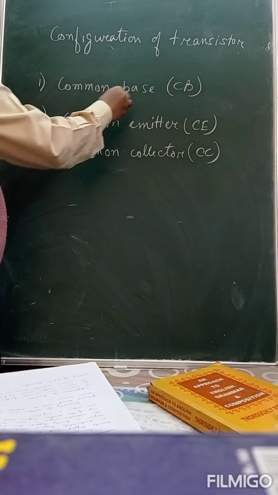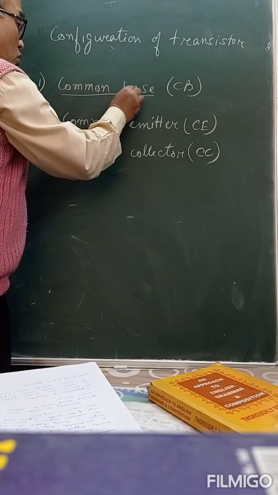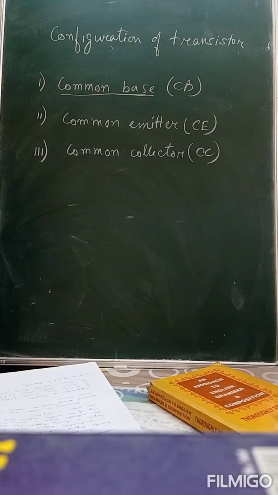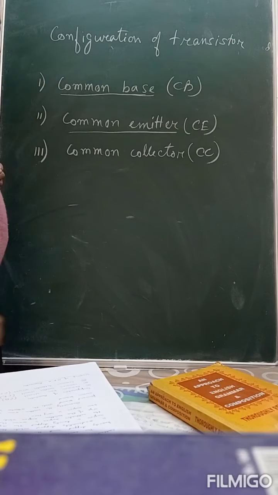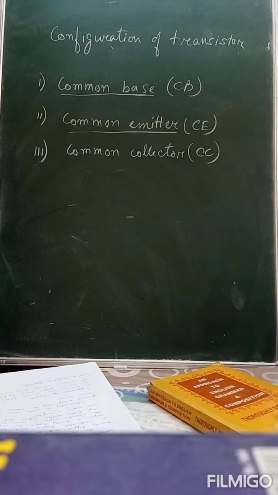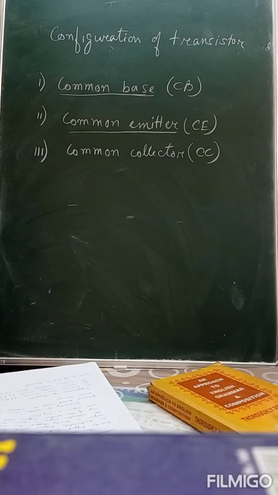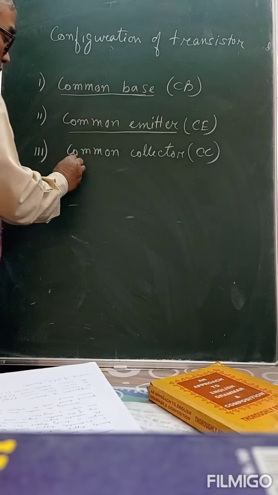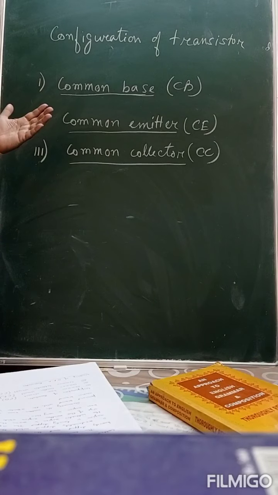So if base is common, it is called common base configuration. If emitter is common in a particular connection, then it is called common emitter configuration. Or if collector is common in a particular arrangement, then it is called common collector configuration.